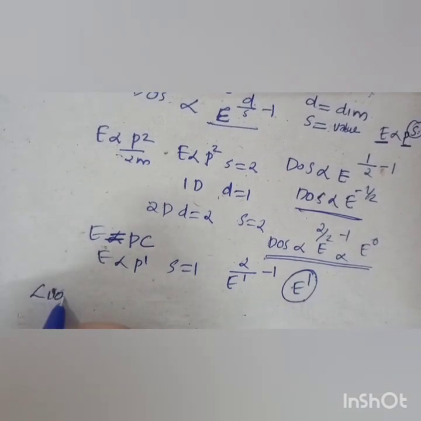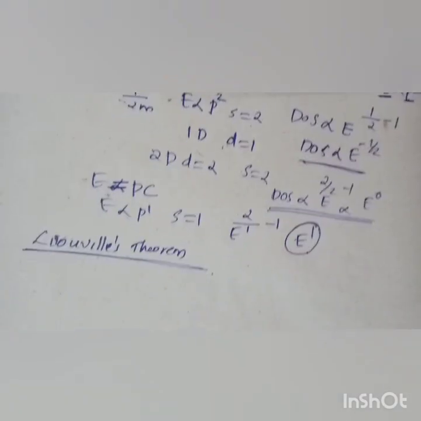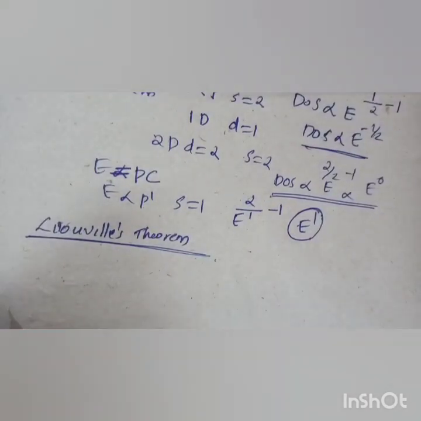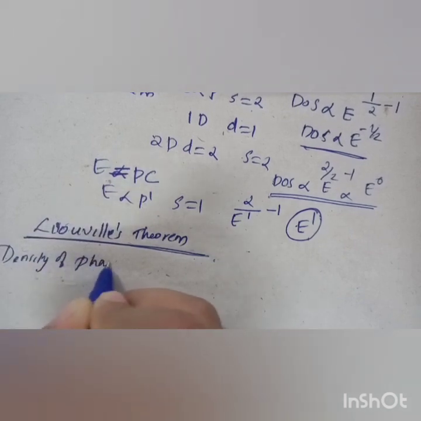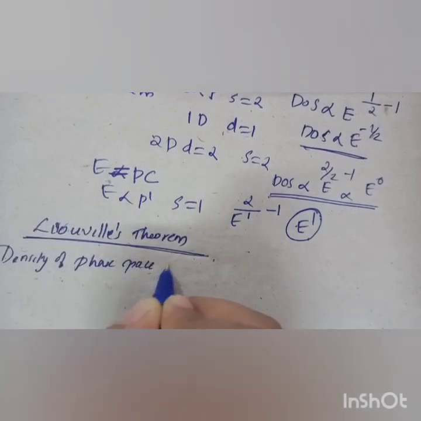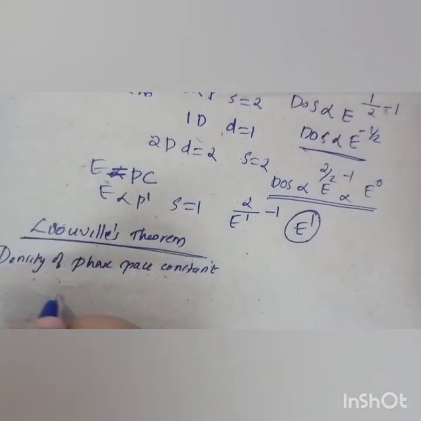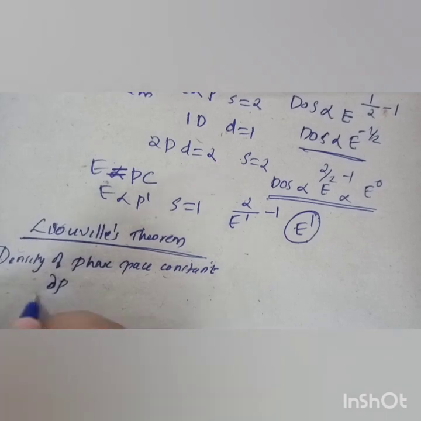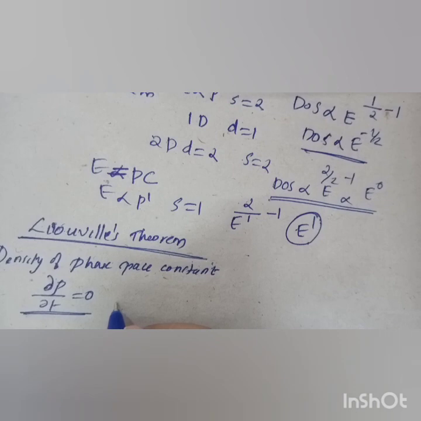Liouville's theorem states that the density of phase space is constant. That is explained in Liouville's theorem: dou rho by dou t is equal to 0. The density of phase space does not change.